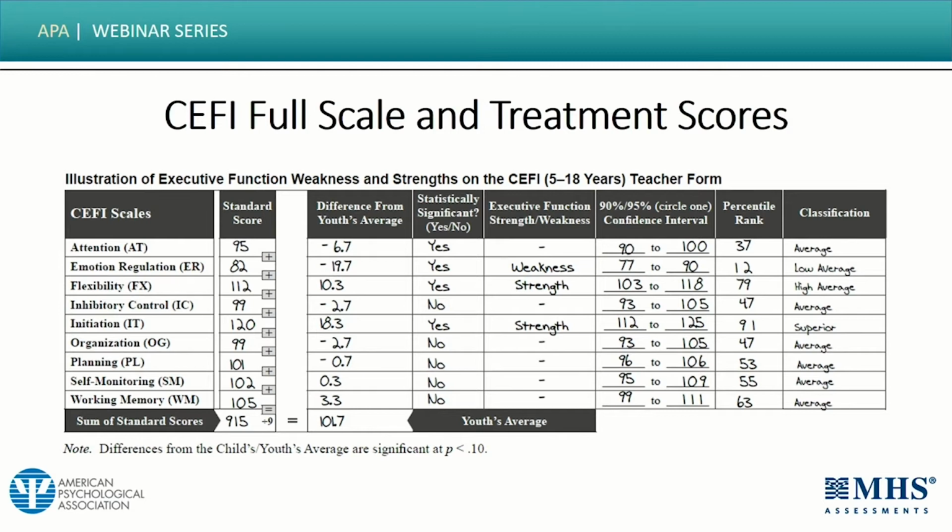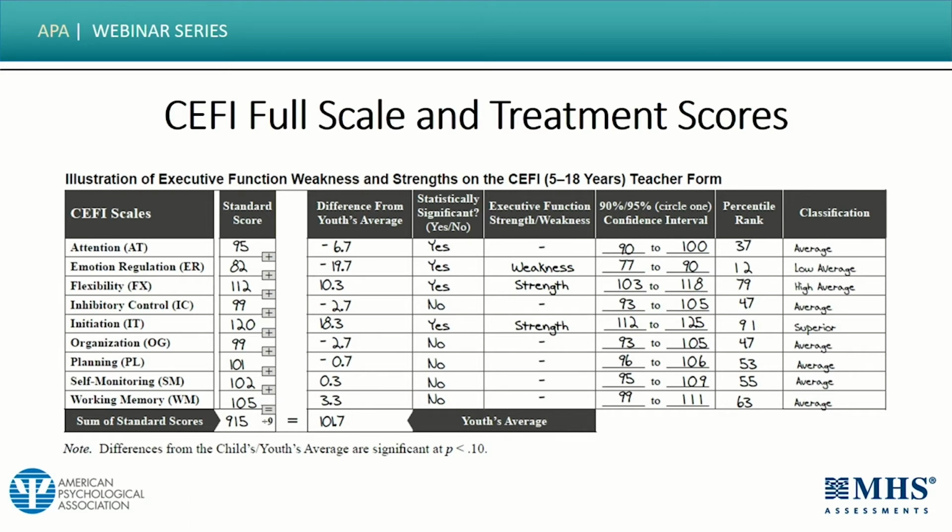To answer that question, I'm actually going to show you the very first case that we ever worked on. This was actually a case that nicely illustrates how we would analyze the 9 scores. If you look down the column that says standard score on the left-hand side, you'll see a 95 for attention and 82 for emotion regulation, and so on all the way down. And you see that the child's average is 101.7.